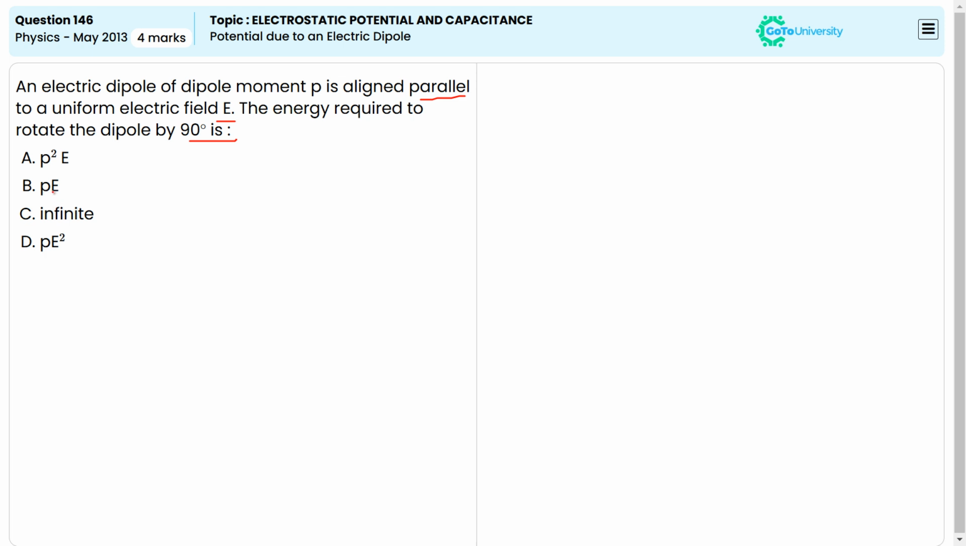We know that work done is not a point function, it is a path function. Then work done is equal to the change in potential energy, that is delta PE. Then we can write PE is equal to minus the vector P dot the vector E.